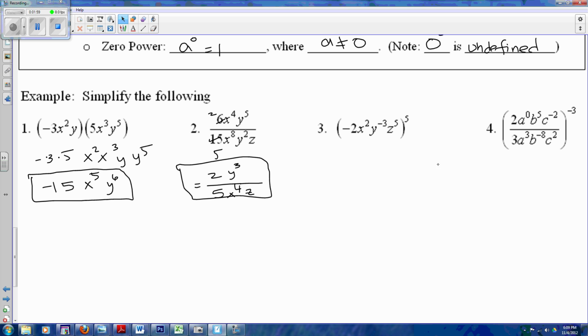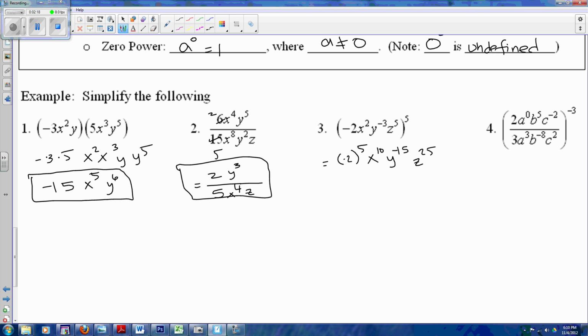Okay, and then number 3, this 5 has to go to everything, so I'm going to have negative 2 to the 5th, and then we multiply exponents. So x is going to be to the 10th, y to the negative 15, z to the 25.